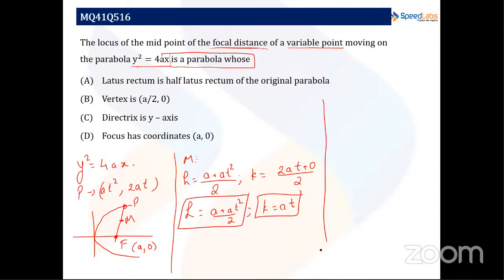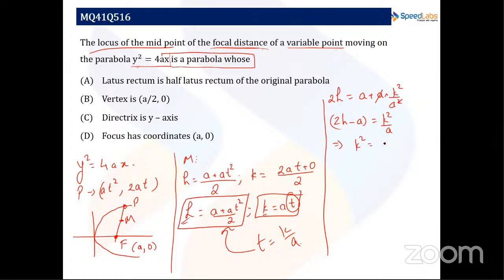We are given that h and k. So we have to find the locus of the midpoint, that is we have to find the locus of h and k. So how do we find the locus? We have to eliminate this arbitrary variable t. So t is k by a. Substituting that value here, we will get 2h equals to a plus a into k square by a square. So we will have 2h minus a equals to k square by a, or we can say k square equals to a into (2h minus a). Take 2 also common, so k square will be 2a (h minus a by 2).